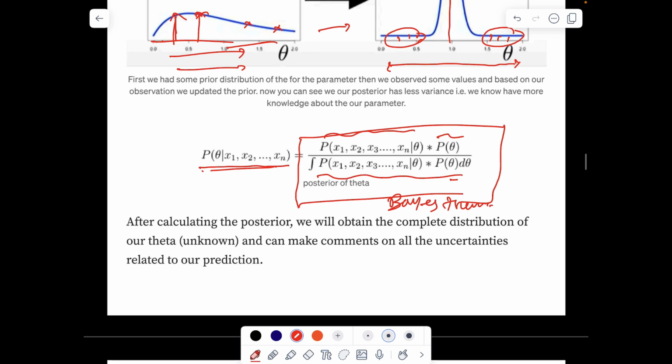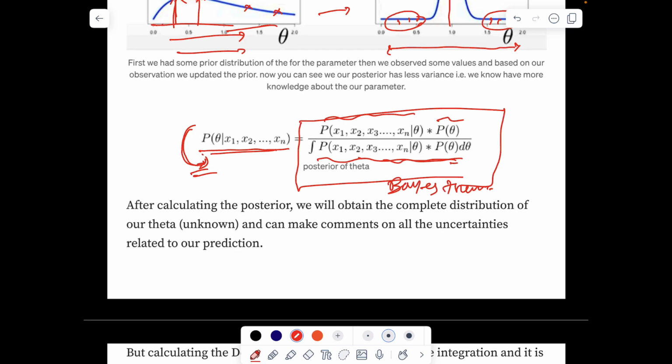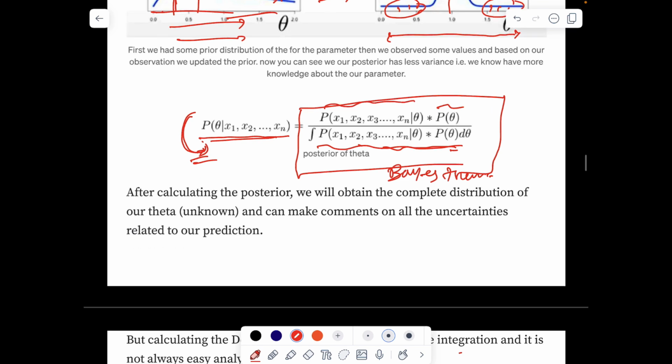Okay, so this looks good until now. We update our belief, our variance will reduce, and we get a good estimate of the parameters. But now the computational challenges come into the picture because of this integration term. This integration term is not easy to calculate analytically, and sometimes it is impossible. So we have to estimate this integration using some methods.